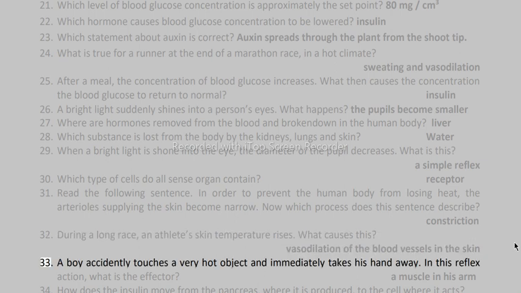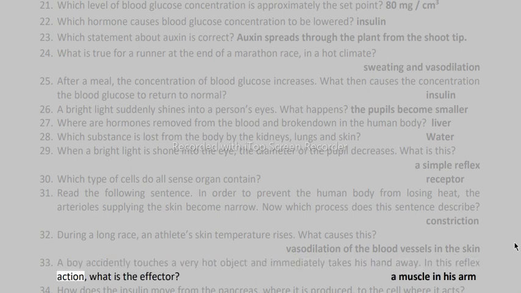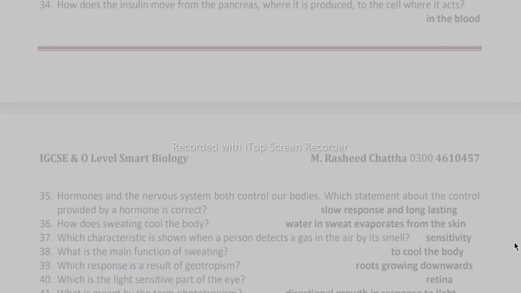33. A boy accidentally touches a very hot object and immediately takes his hand away. In this reflex action, what is the effector? A muscle in his arm. 34. How does the insulin move from the pancreas, where it is produced, to the cell where it acts? In the blood.